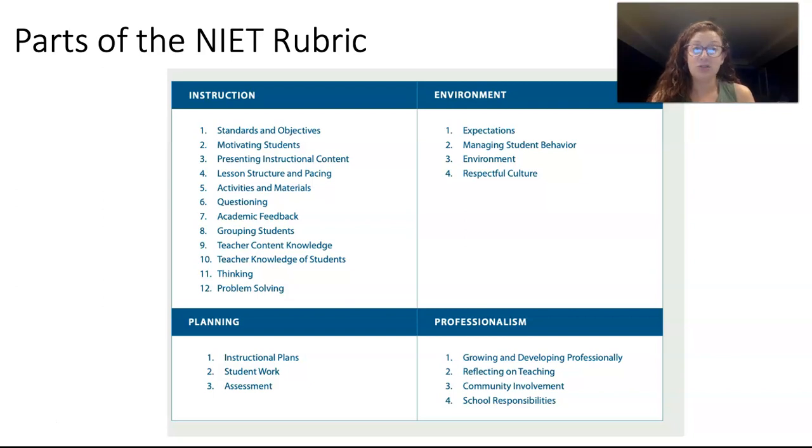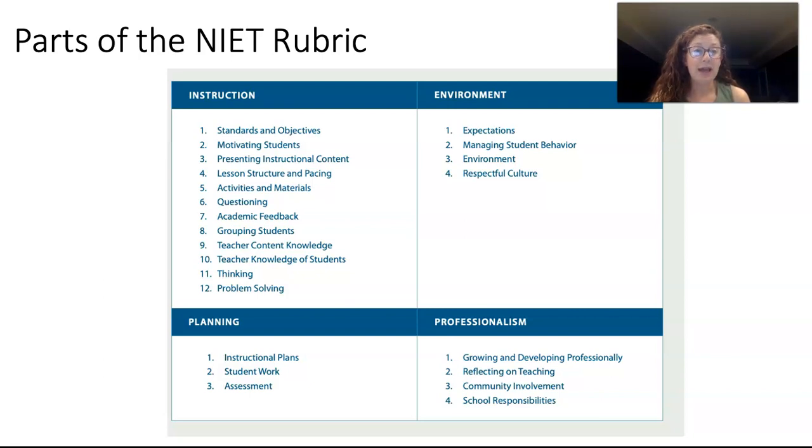Okay, so there are a lot of parts to the NIET rubric. A lot of it focuses on instruction, which makes sense, right? We are training to be teachers. So within instruction, we look at how you present standards and objectives, how you motivate your students, how you present instructional content, how you structure and pace your lessons, what activities and materials you use in your lessons, how you question your students, what type of academic feedback you give your students, and how you group students. We also look at your teacher content knowledge. How well do you know the material you're teaching, as well as your teacher knowledge of students? So how well do you know the students that you're teaching? We also look at how you get your students to think and how you get your students to problem solve.